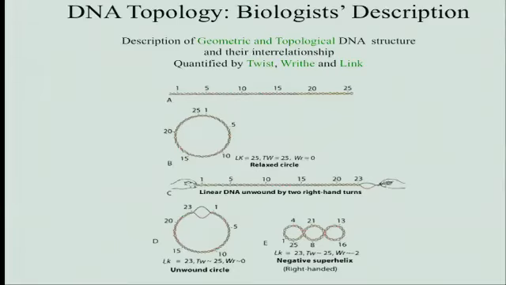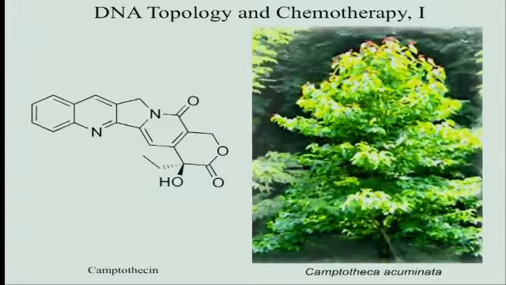So I've explained what DNA topology is, but a maybe more pressing question is, why would you care about it? And I want to give 2 short examples of reasons people other than basic scientists may be interested. So we're going to look at DNA topology and chemotherapy. This is the tree Camptotheca acuminata. It's found in China. It's also called the cancer tree or the happy tree. And there's a compound from it, camptothecin, whose several analogs have been used in chemotherapeutic drugs.